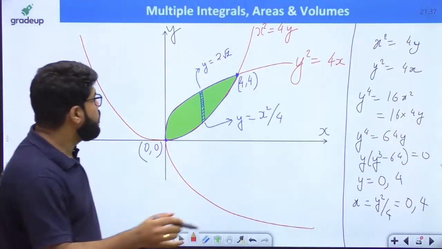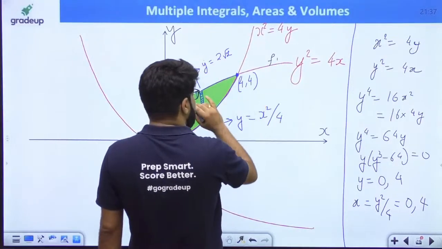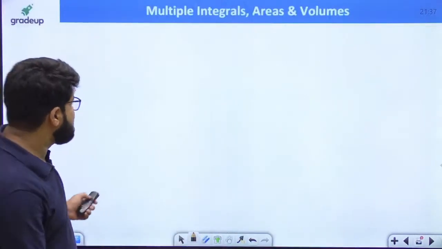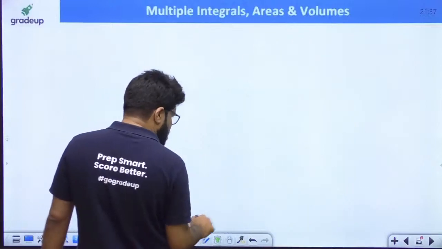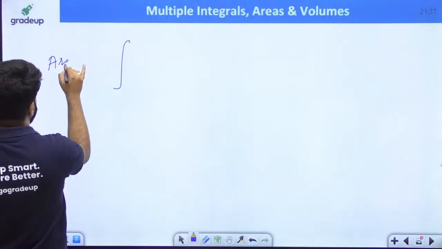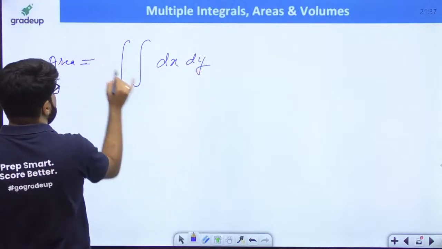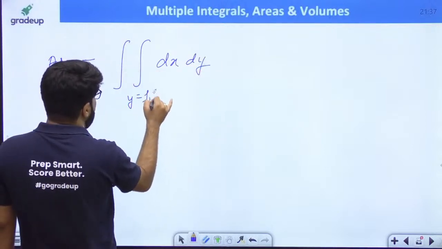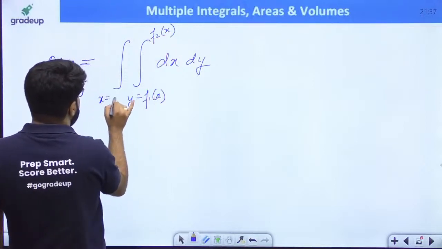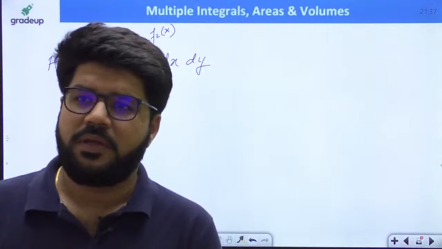Suppose this function is f1, the upper curve suppose is f1, lower curve is suppose f2. So what is the generalization, guys, I am able to say here? The question is complete, but what is the generalization? The area is double integral dx dy, and according to the vertical strip, I have taken y equal to f1(x). Suppose the lower curve is f1, the upper curve is f2, and then x is equal to some value a to another value b. It was 0 to 4, it could be any value a to b.